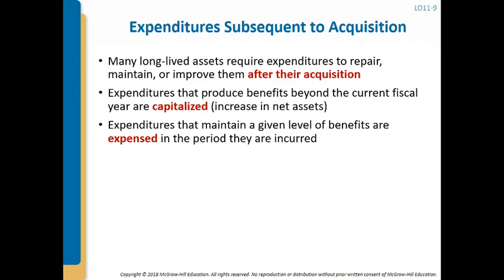All right, let's take a break and we'll do part C, expenditures subsequent to acquisition.